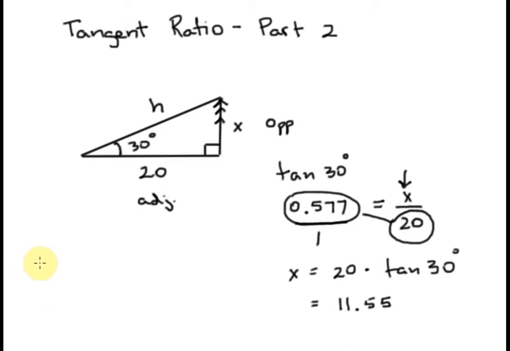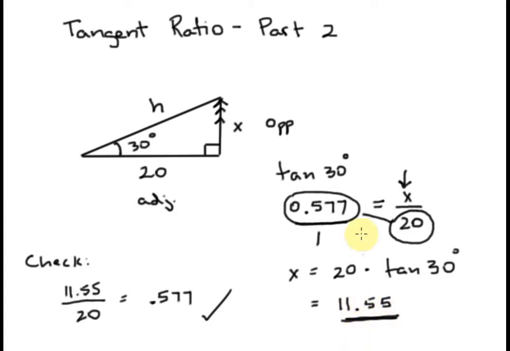Now, if I wanted to check my work, so this is not necessary, but I want to convince you that what we've done is accurate. What we're saying is if I take the length of x here, 11.55, and I divide that by 20, I should get the tangent of 30 degrees. I should get 0.577. Well, guess what? You do. So we now know that this is the length of x. All right, so let me clear the screen, and we're going to do my next example.